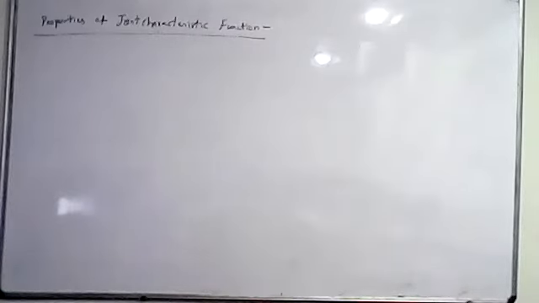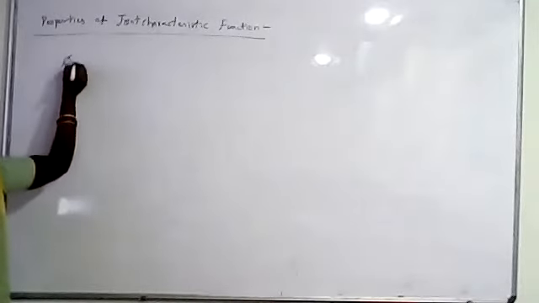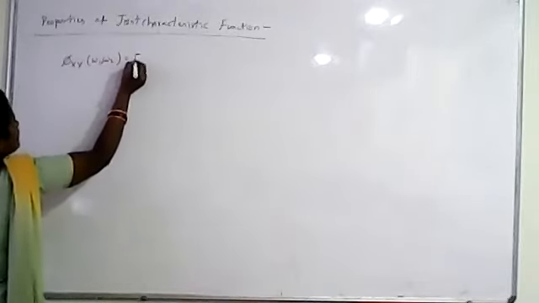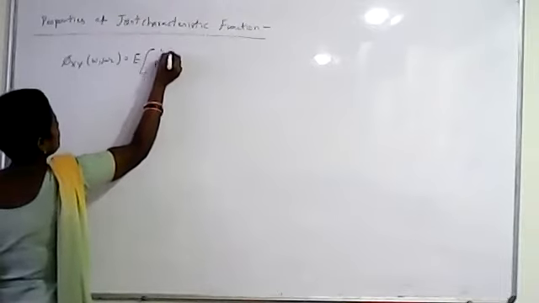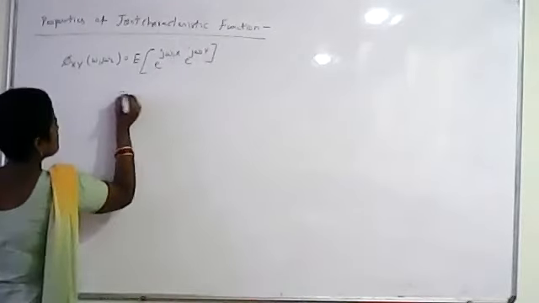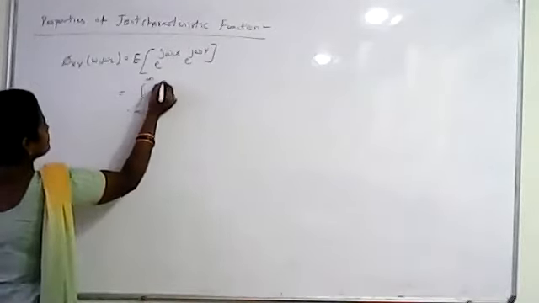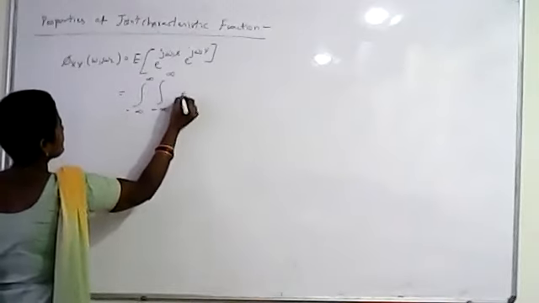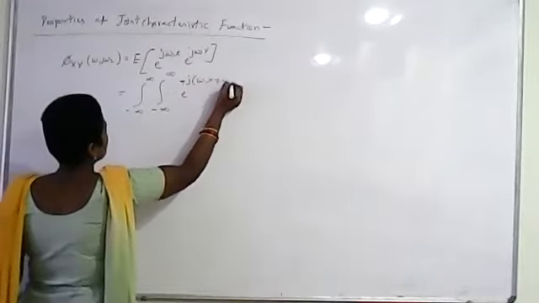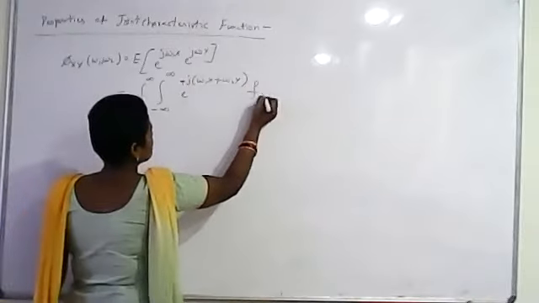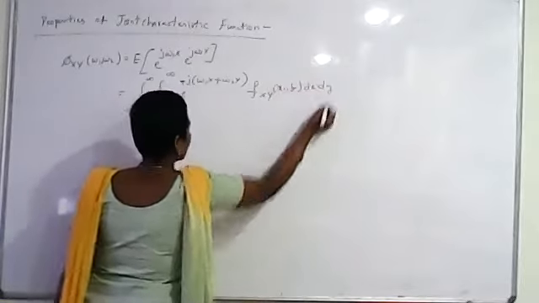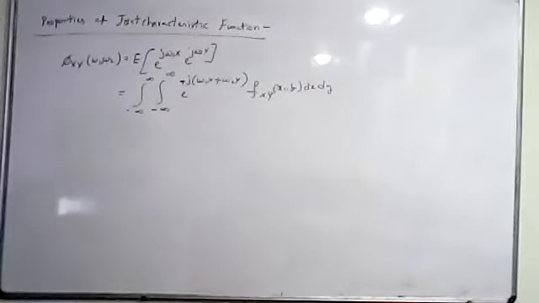So just now we have discussed what the joint characteristic function is. Phi xy of omega 1, omega 2 is the expected value of e power j omega 1 x, e power j omega 2 y, and we also discussed the formula: integral minus infinity to plus infinity, integral minus infinity to plus infinity, e power j omega 1 x plus omega 2 y, fxy of x comma y dx dy. This is the formula for finding the joint characteristic function.